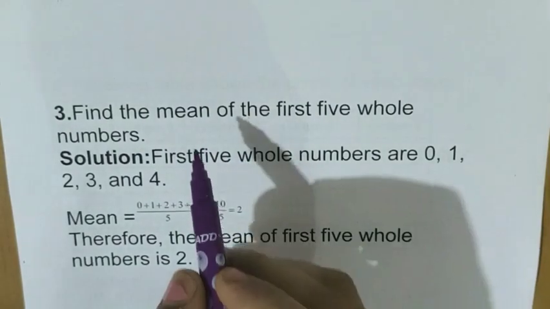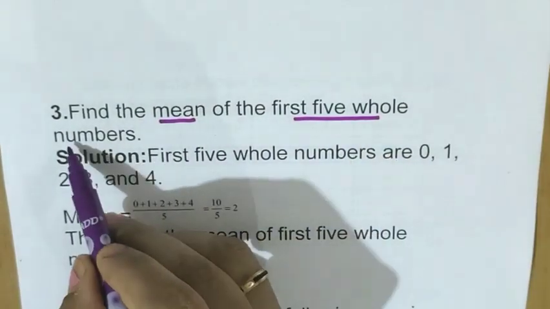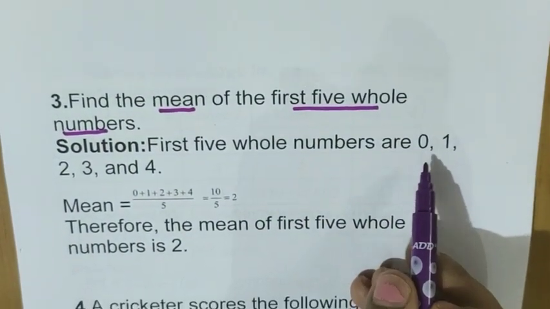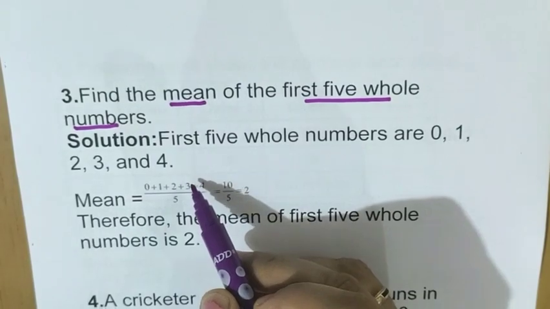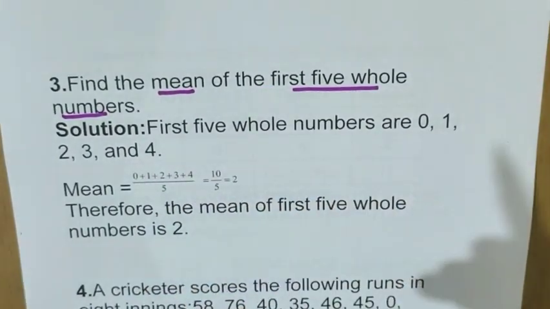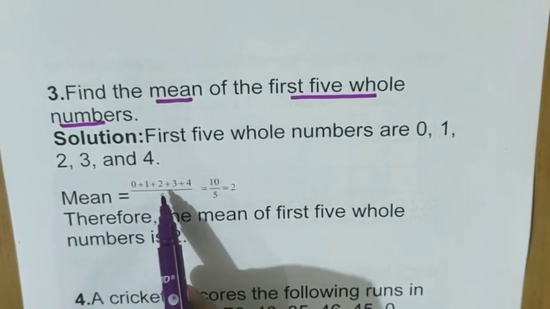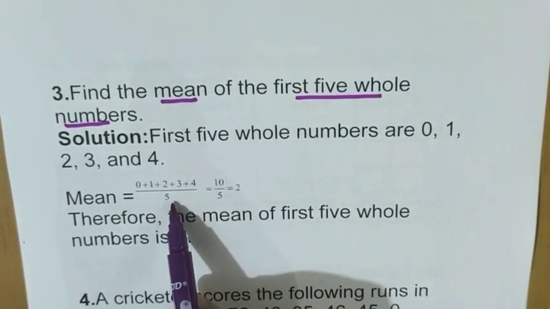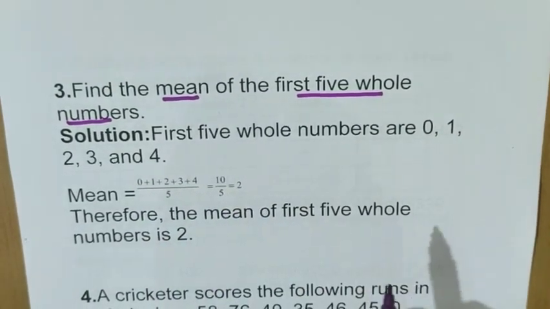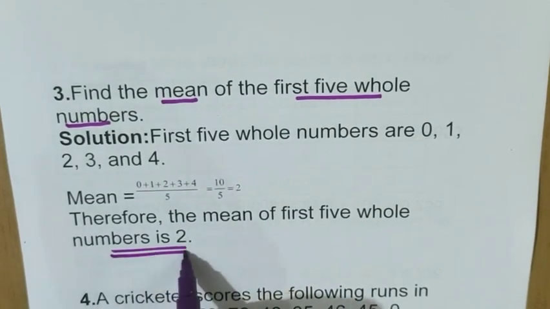Find the mean of first 5 whole numbers. So we list out the whole numbers now. 0, 1, 2, 3, 4. 0 is included, so 5 numbers means 0, 1, 2, 3, 4. Mean is the question. Mean equal to 0 plus 1 plus 2 plus 3 plus 4 divided by 5. So what is the sum here? 10. 10 by 5 equal to 2. So mean of the first 5 whole numbers equal to 2.